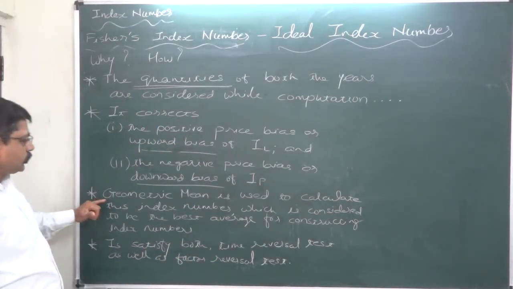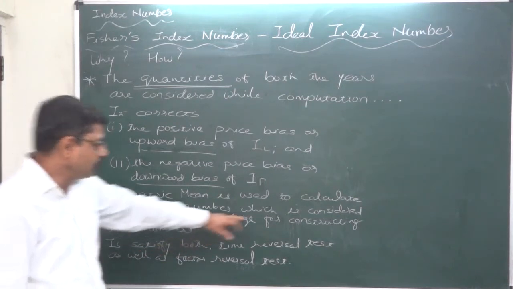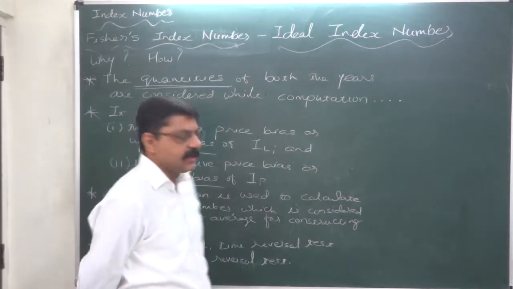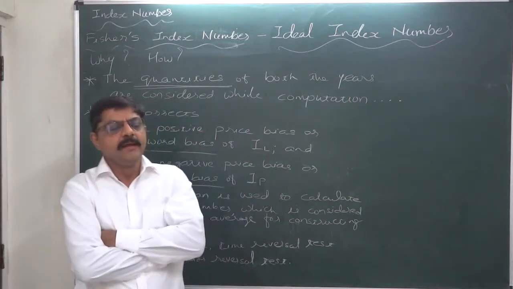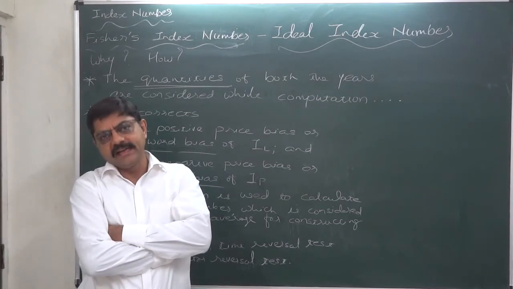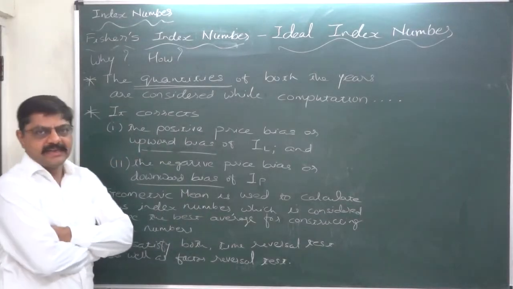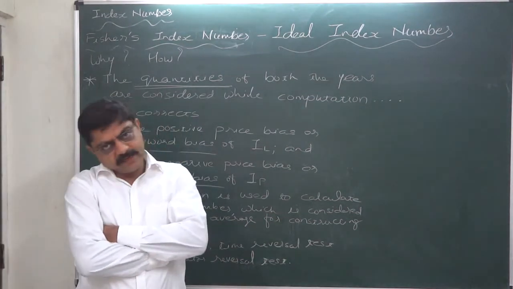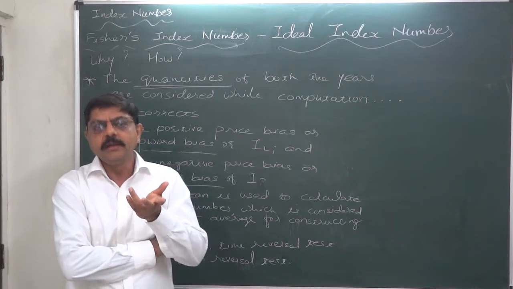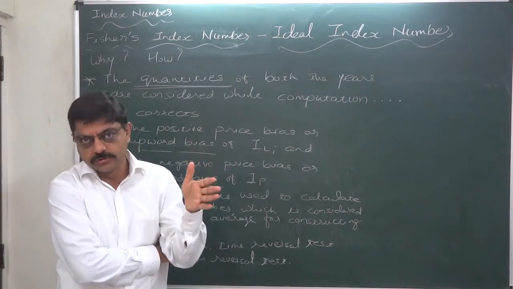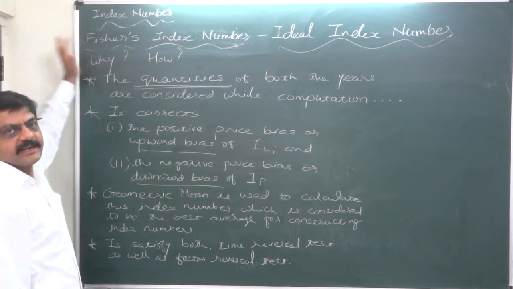The third point is geometric mean is used to calculate Fisher's index number. Geometric mean is considered to be the best average for constructing index numbers. That's a fact. Almost all the statisticians as well as economists have accepted that to calculate index number, geometric mean is the best average. And we know that Fisher's index number is technically the geometric mean of Laspeyres index number and Paasche index number. So the best average is used, and I think in none of the other popular index numbers is the geometric mean used. So this is also a great point in favor of Fisher index number, to consider it the ideal index number.